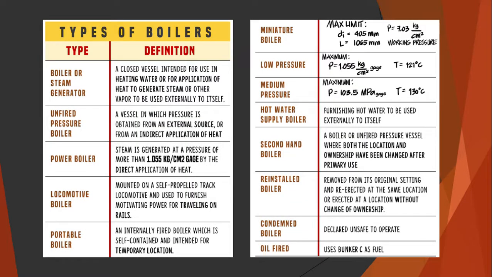So, different types of boiler po. Boiler or steam generator. A closed vessel intended for use in heating water or for application of heat to generate steam or other vapor to be used externally to itself. Unfired pressure boiler. A vessel in which pressure is obtained from an external source or from an indirect application of heat. Power boiler. Steam is generated at a pressure of more than 1.055 kilograms per centimeter square gauge by the direct application of heat.